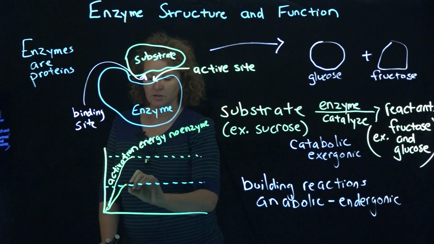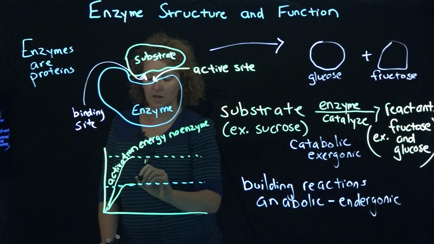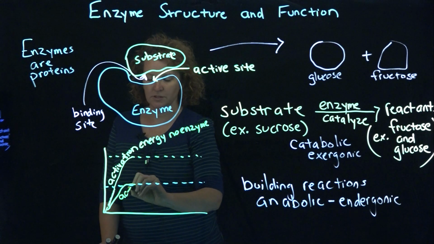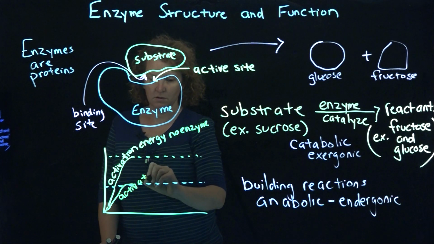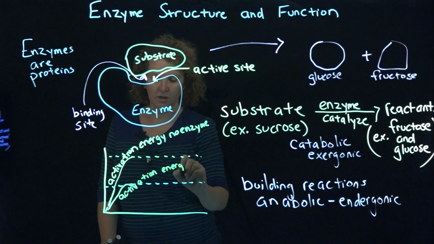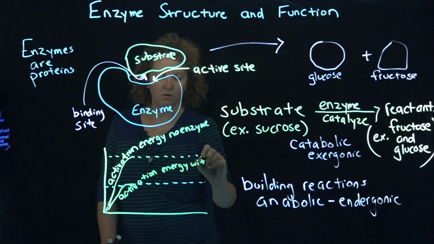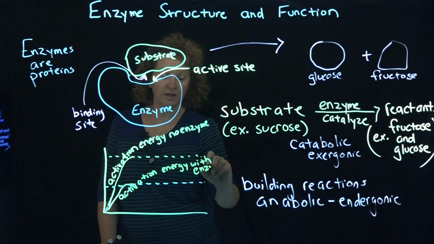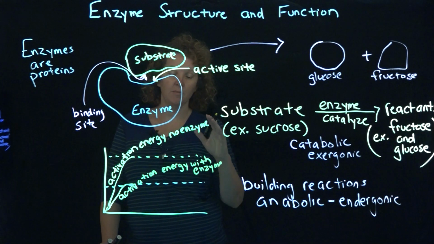So it would lower it so that you'd only have to get up here for the reaction to occur. So this would be activation energy with enzyme. And going back to that roller coaster example, that's the slow part of the ride. That's when you're going up, up, up. It takes a long time.